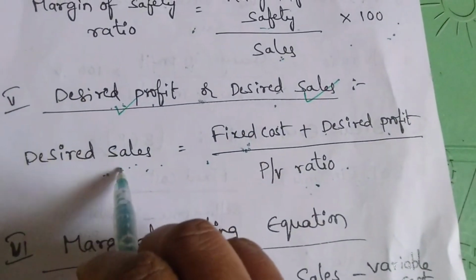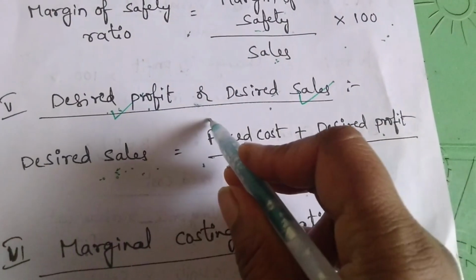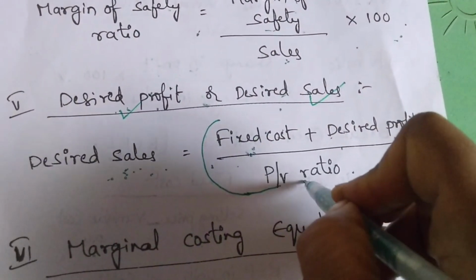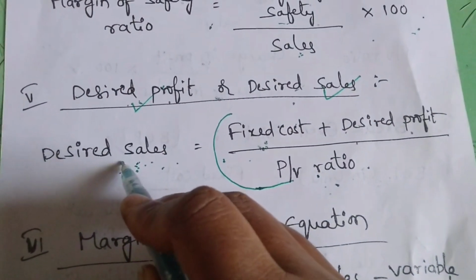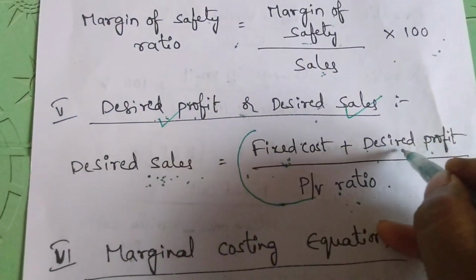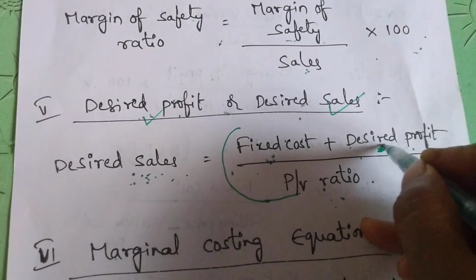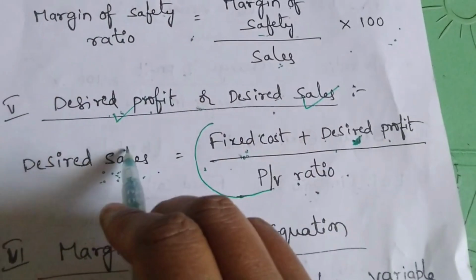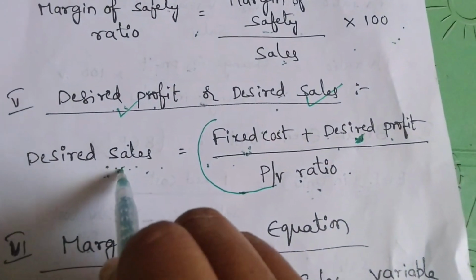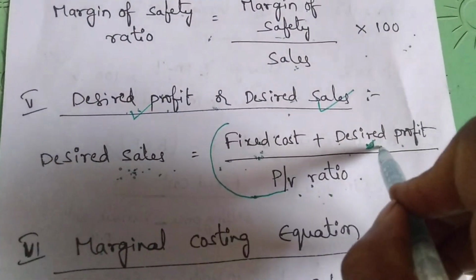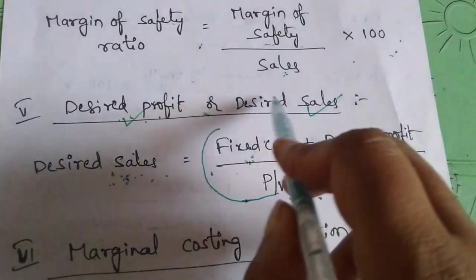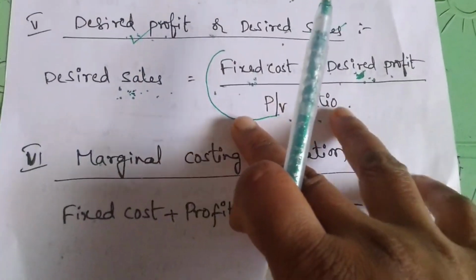Suppose you are going to find out desired sales, you should have this information completely, these three: fixed cost, desired profit and PV ratio. Then only you can find out desired sales. Suppose you are going to find out desired profit, then desired profit won't be given in the question, but desired sales should be given. You have to substitute desired sales here, fixed cost and PV ratio, and find out desired profit. So only one formula for two items. I think it is clear for everyone.